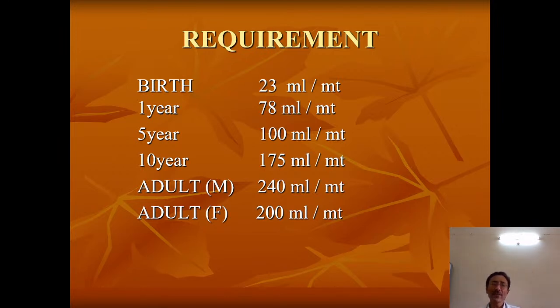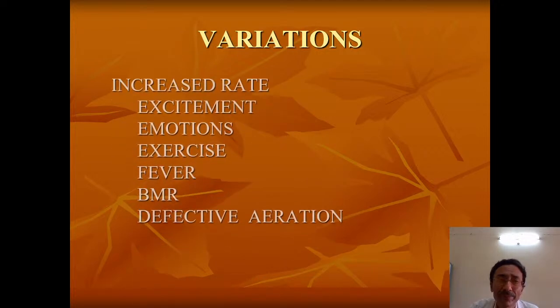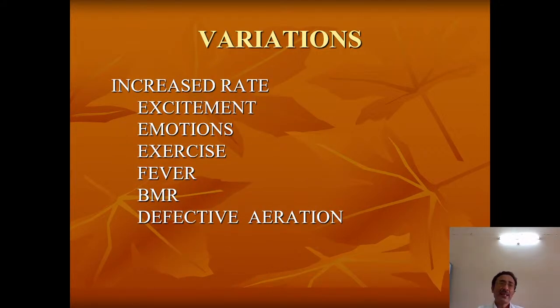One thing you need to find out from your side is why this requirement in an adult male, 240 ml per minute, is more than the requirement in the female. Now let's go on to the next slide here. Variations.